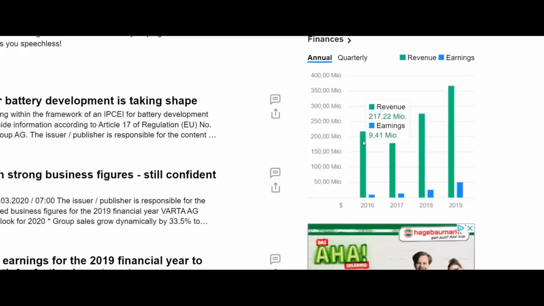For example, from 2016 to 2017, it was around a 40% or 50% increase. And from 2017 to 2018, it was around 90%. And from 2018 to 2019, it was an increase of 98%. So this means if the revenue keeps increasing in this manner, the earnings are probably going to increase in 2020 as well, around 90% or 95% or even more.